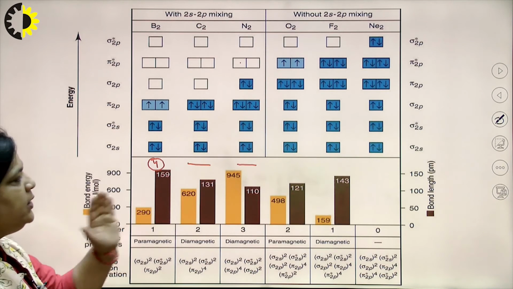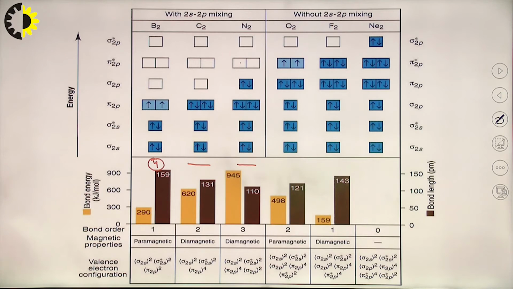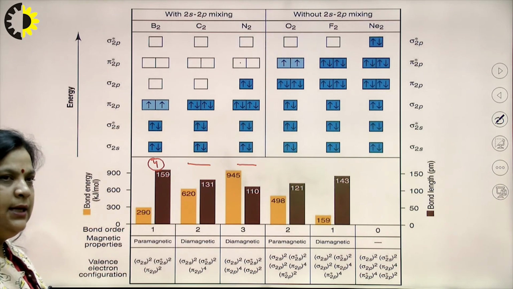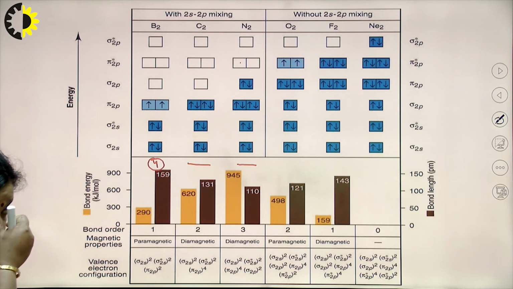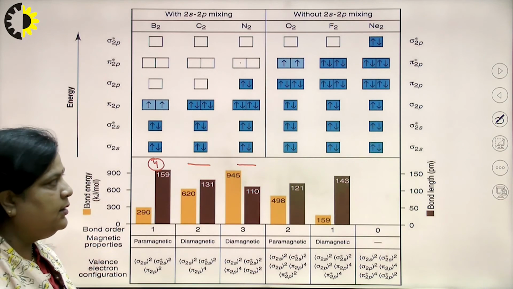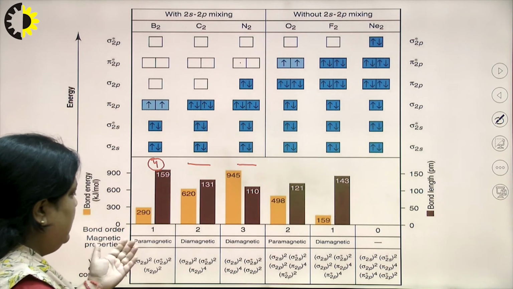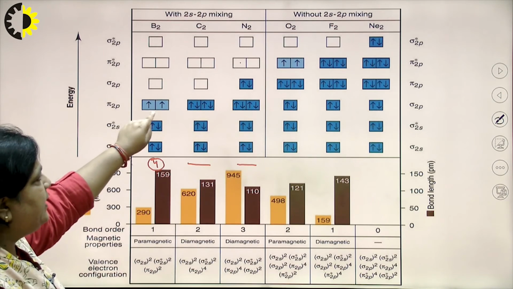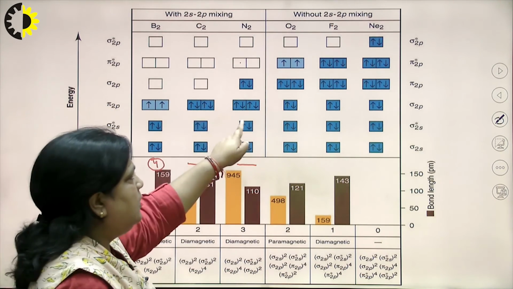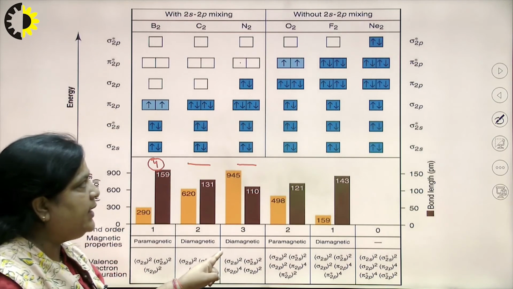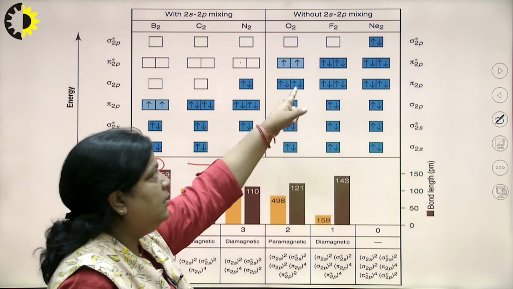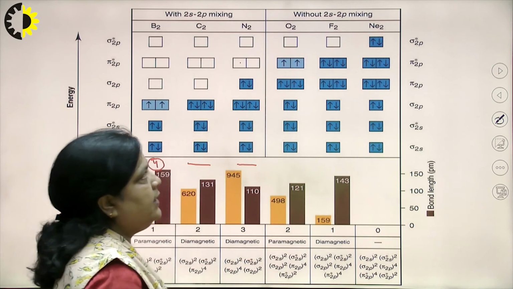So, B2, C2 and N2, if we check the bond order, it increases. So, the bond energy also increases, but since bond length is in inverse ratio, the bond length decreases. This. So, magnetic behavior, there is an unpaired electron, so it is paramagnetic. No unpaired electron, this is diamagnetic. No unpaired electron, again this is diamagnetic. There are unpaired electrons in O2, so it is paramagnetic. In F2, no, so it is diamagnetic.